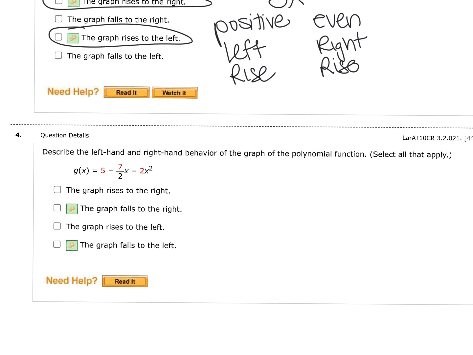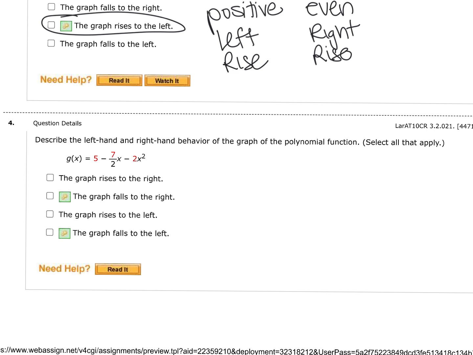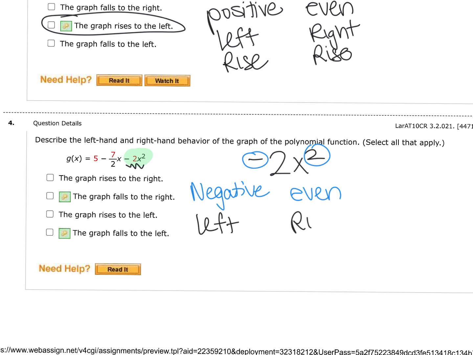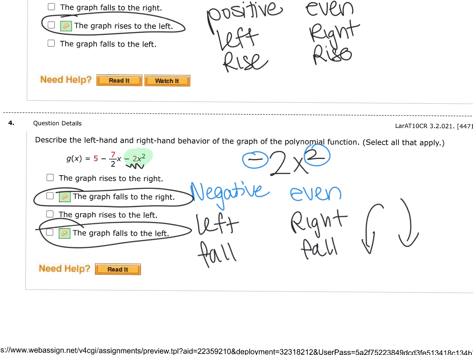All right, so for number 4, same idea. Remember, you're always looking at the highest exponent. So in this case, it's negative 2x squared. This time it is negative, and it's even because it's squared. All negative even graphs have a certain end behavior. On the left, the graph will fall, and on the right, the graph will fall. And so it'll look basically like that. And so that's why we have it falling to the left and to the right. If you look in your notes, you'll notice that that's what happens to all negative even graphs.